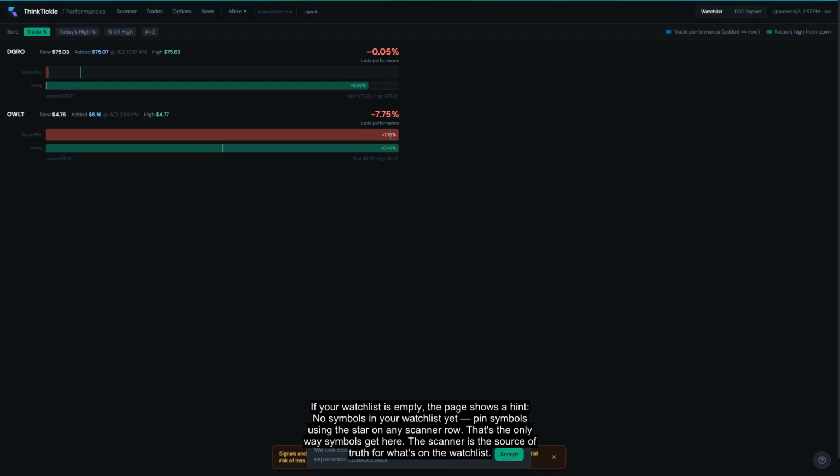If your watchlist is empty, the page shows a hint, no symbols in your watchlist yet, pin symbols using the star on any scanner row. That's the only way symbols get here. The scanner is the source of truth for what's on the watchlist.